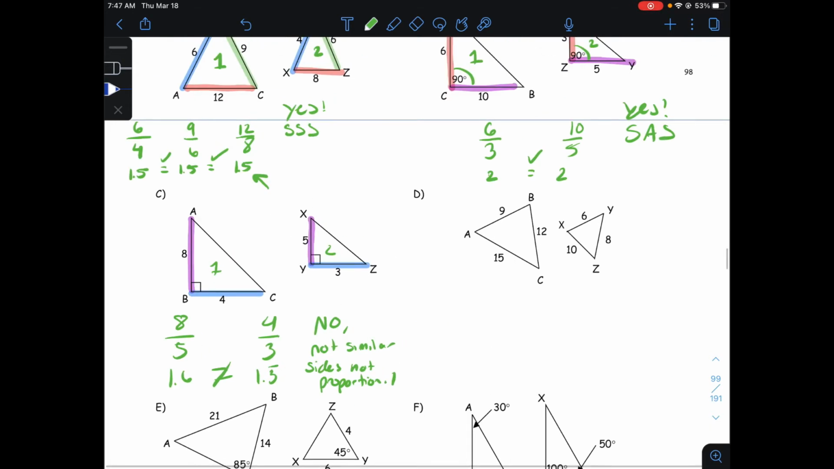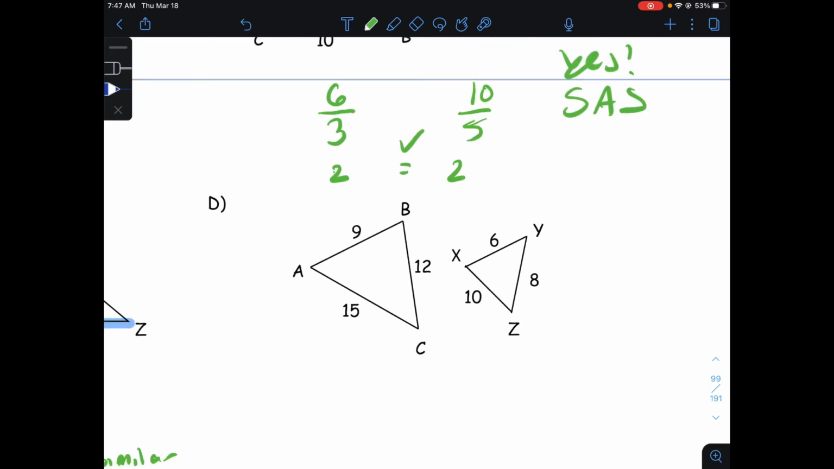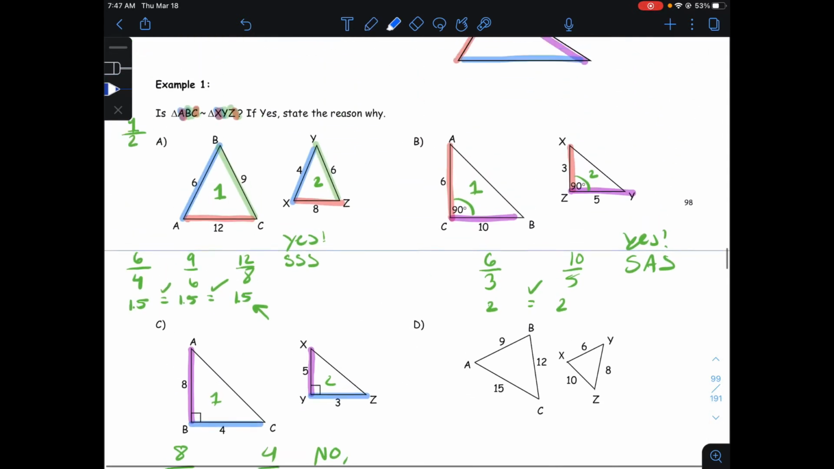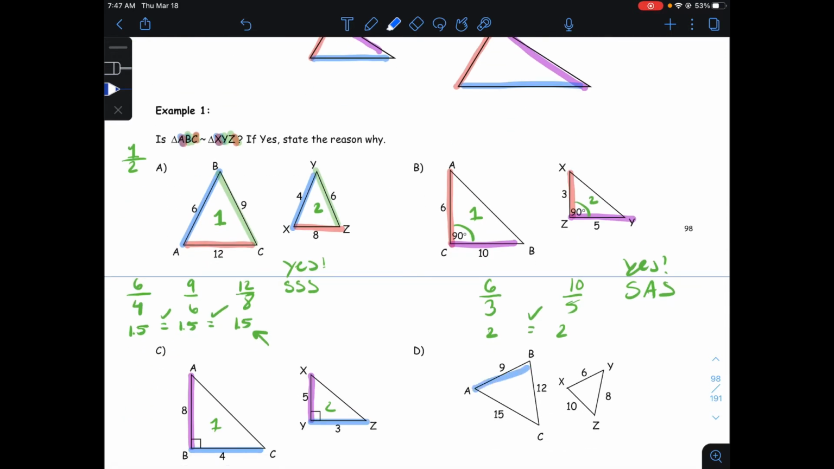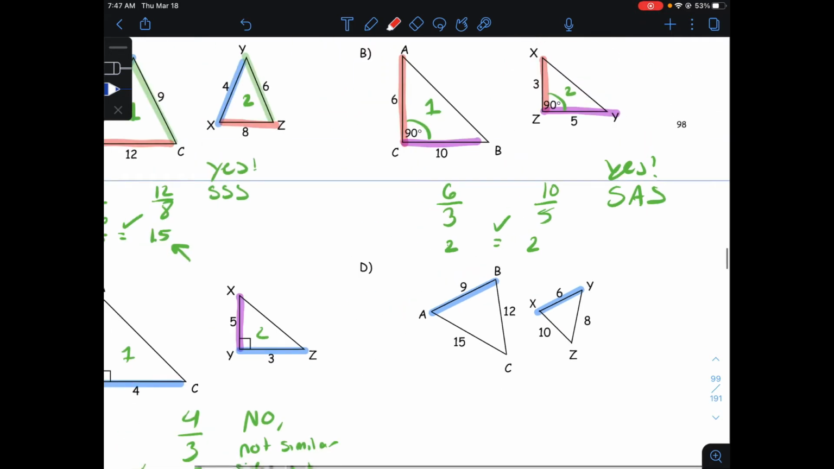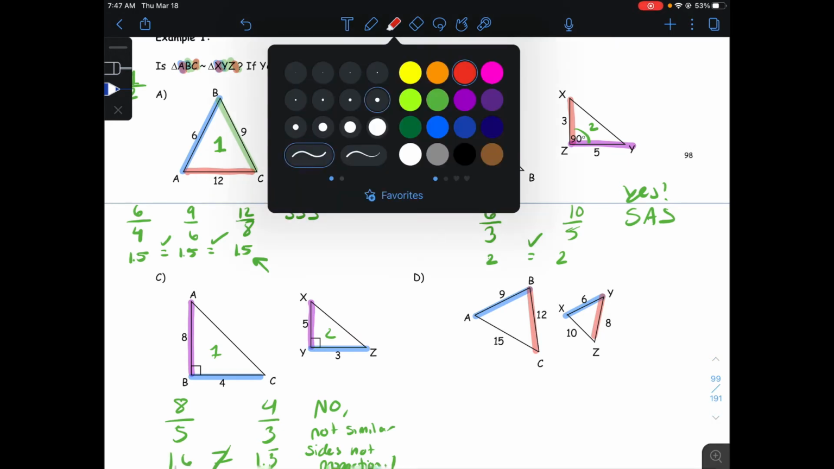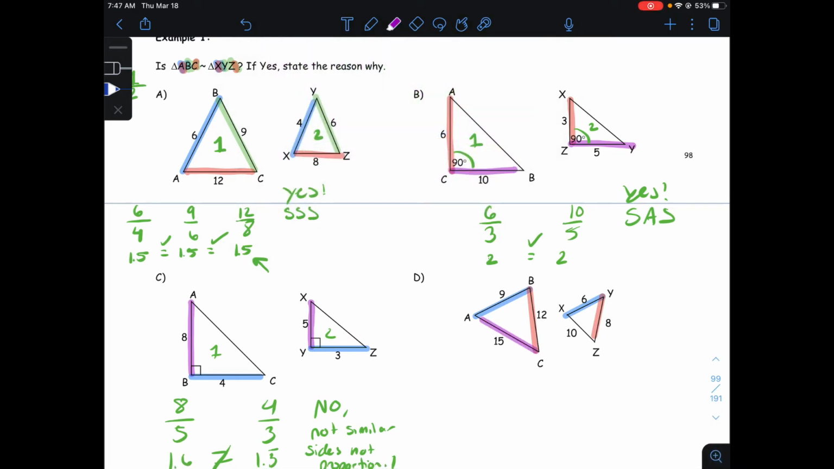All right. Then we've got this next one. We've got D. So again, we'll look at the similarity statement to check. So we've got that AB goes with XY. And looking at this triangle, you can see that we're probably going to attempt to use side, side, side. We've got 3 sides of both triangles. We don't have any angles. So we're going to attempt to use side, side, side. And then we've got BC goes with YZ. And then AC goes with XZ.